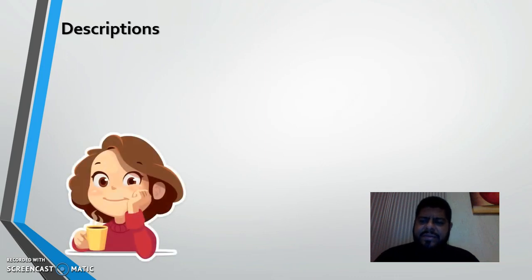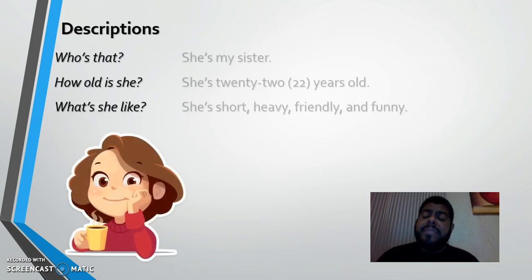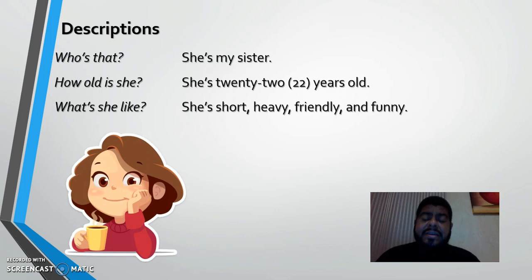For example, look at the little lady. Who's that? She is my sister. How old is she? She's 22 years old. What's she like? She's short, happy, friendly, and funny. Okay? Remember the question. Who's that? She's my sister. How old is she? She's 22 years old. What's she like? She's short, happy, friendly, and funny.